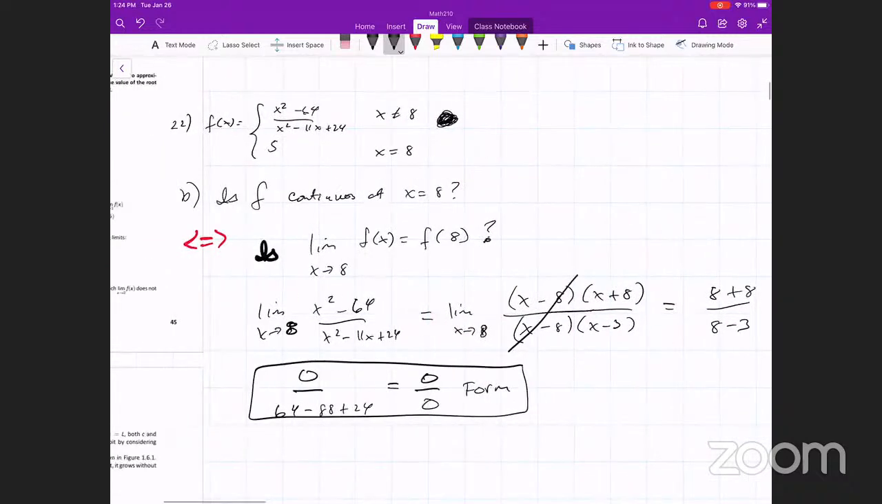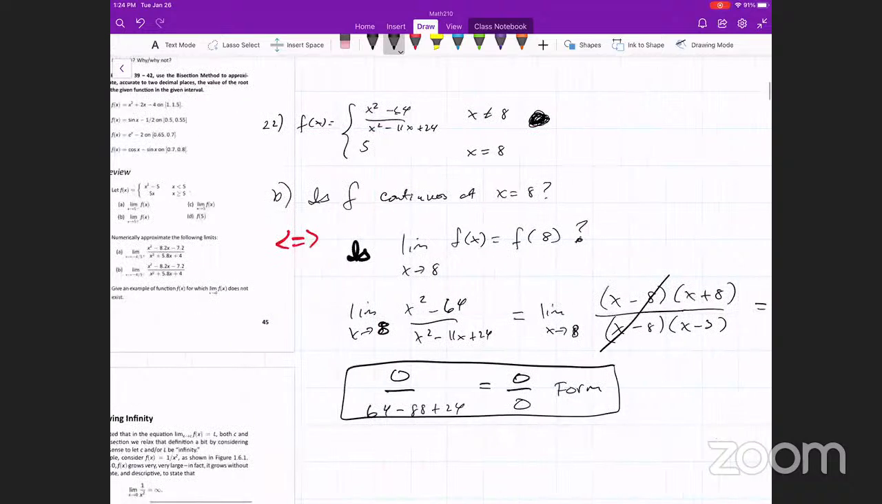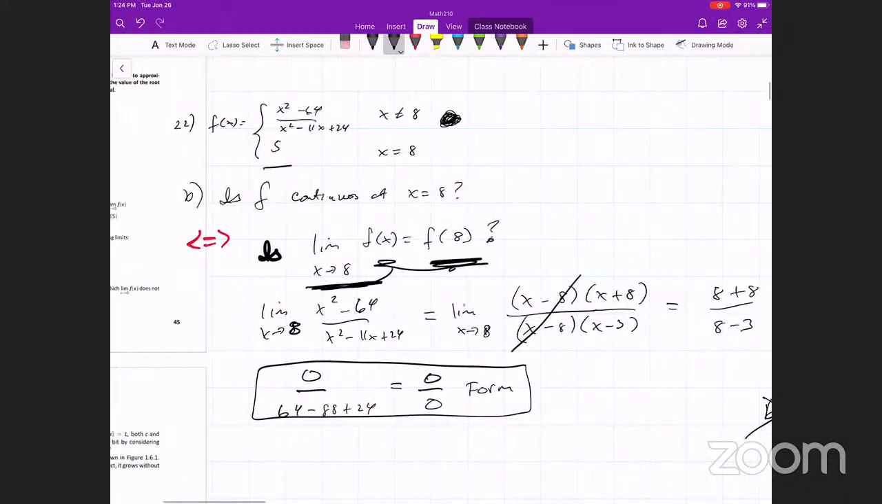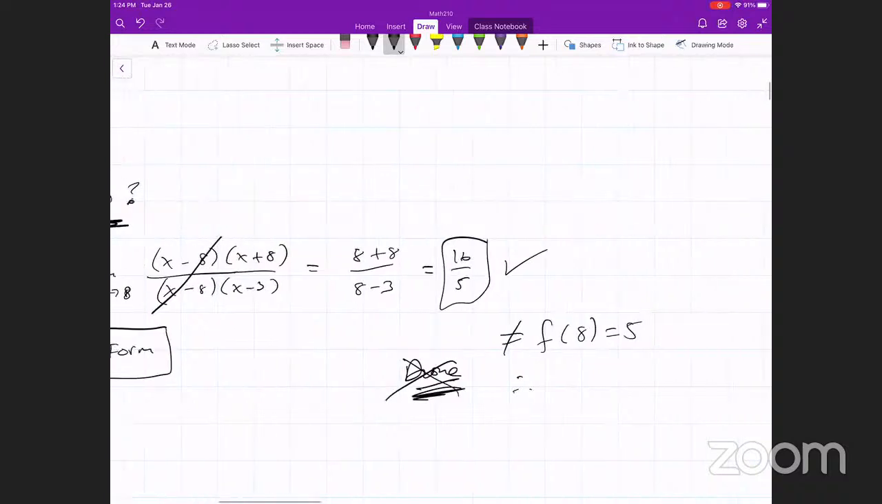So is that our answer? We're done? No, our question was, is f continuous at 8? In other words, was the limit as x approaches 8 of f of x equal to f of 8? Well, our limit was 16/5. That's not the same thing as 5, which is what f of 8 is. So therefore, it's not continuous, or it's discontinuous. And that's the right answer.